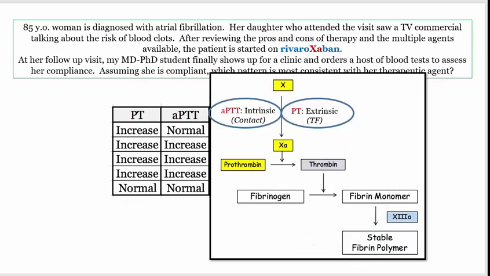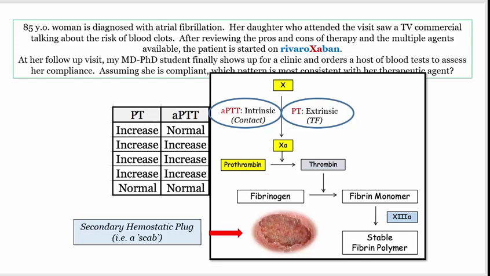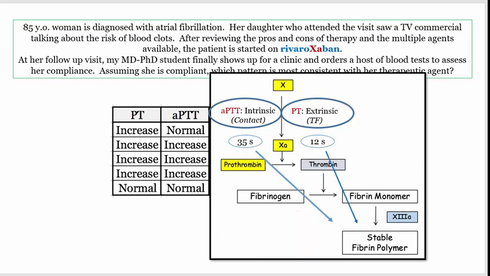So where was I? So you can see I've listed the intrinsic and extrinsic pathways that result in the conversion of inactive factor 10 to activated 10A. Once activated, thrombin is generated and a secondary hemostatic plug is subsequently formed. In a laboratory, this process takes seconds, and this is reflected by the PT and PTT. Tissue factor, or thromboplastin, is added to the patient's plasma and the clotting times are measured.